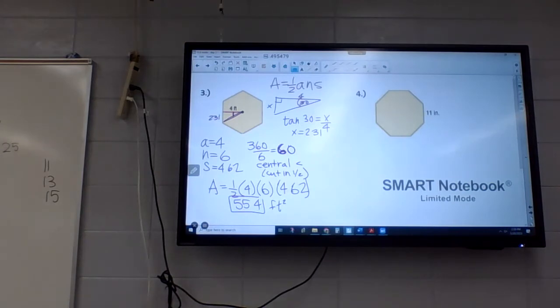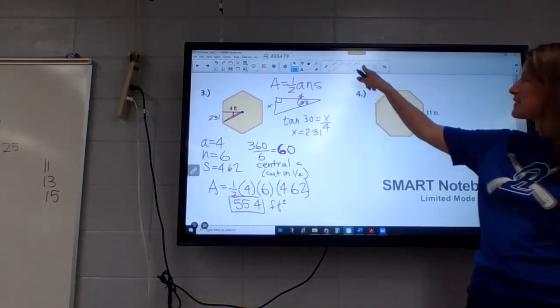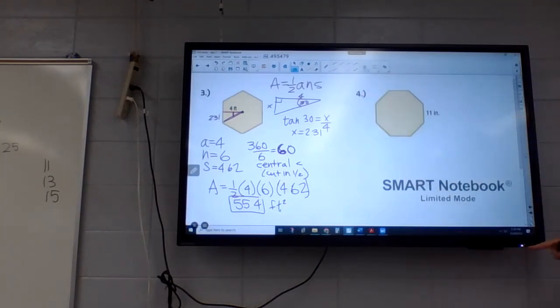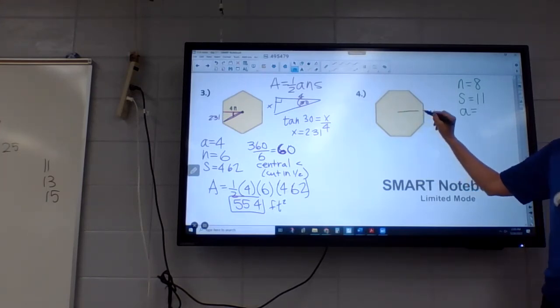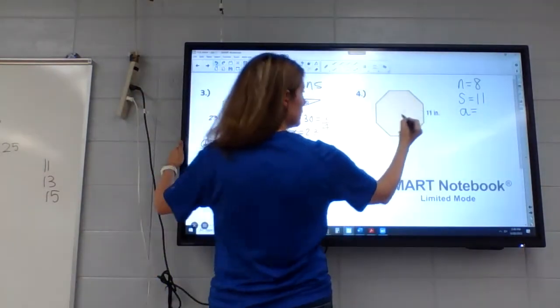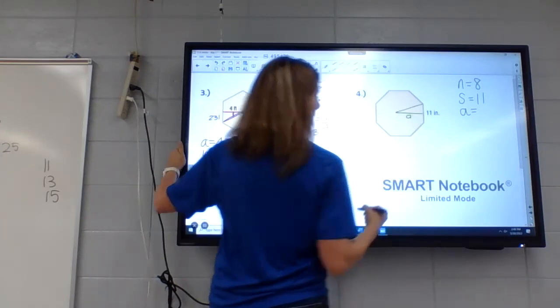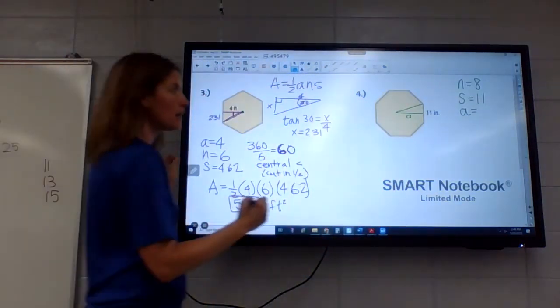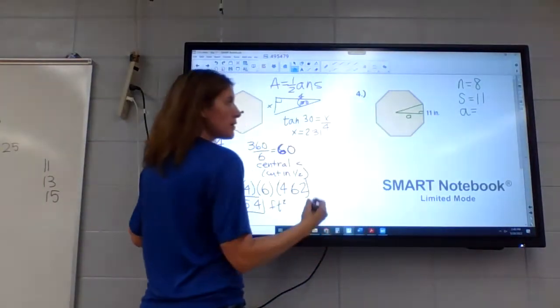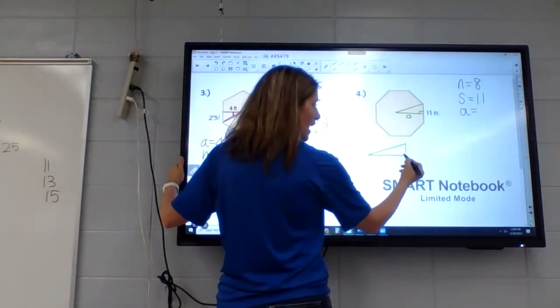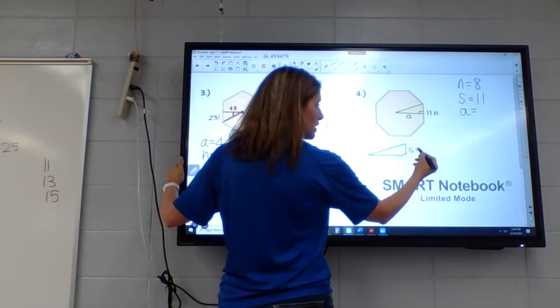Okay. Now number 4, this is an 8-sided shape. So our octagon, so 8 sides, so n is 8. Our side length this time is 11. I need to find little a. If I could draw. Okay, so I need to find this little a here. That probably goes too far into the center. Now when we talk about this angle and this triangle, remember that that leg over there is only going to be half of that. So that's going to be 5.5 over there.